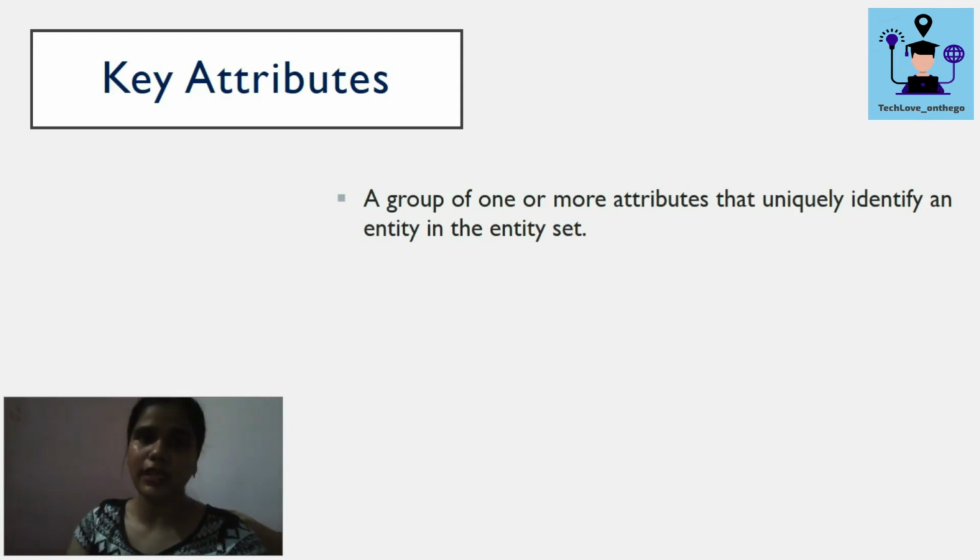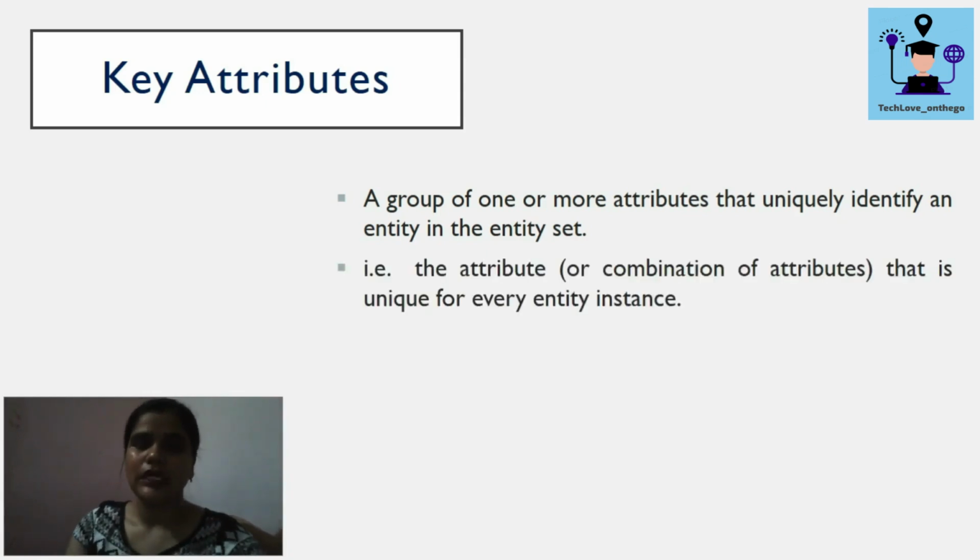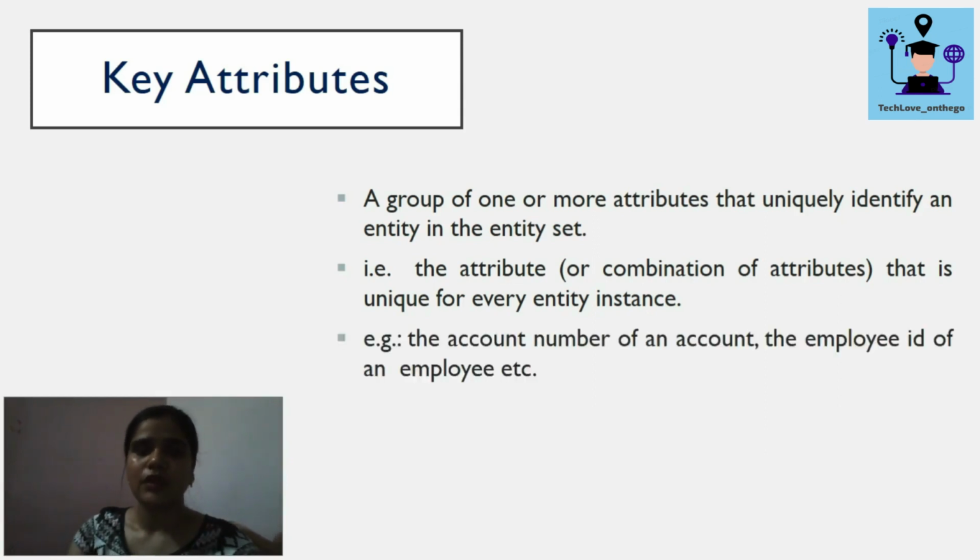That means this key attribute will be able to distinguish one employee or one student from that student group, or one employee from that employee group or employee set. That is the attribute that is unique for every entity instance. So that particular attribute which is unique for every entity instance will be known as the key attribute. It can have a set of attributes. Example, the account number of an account.